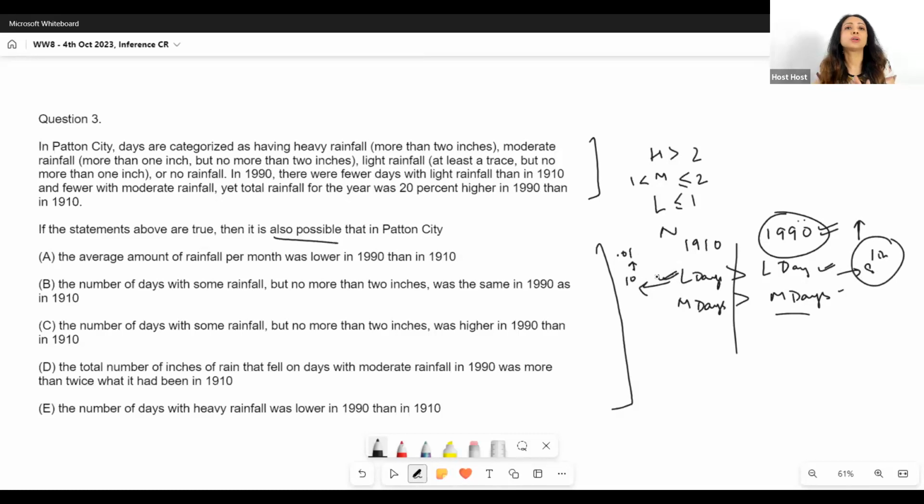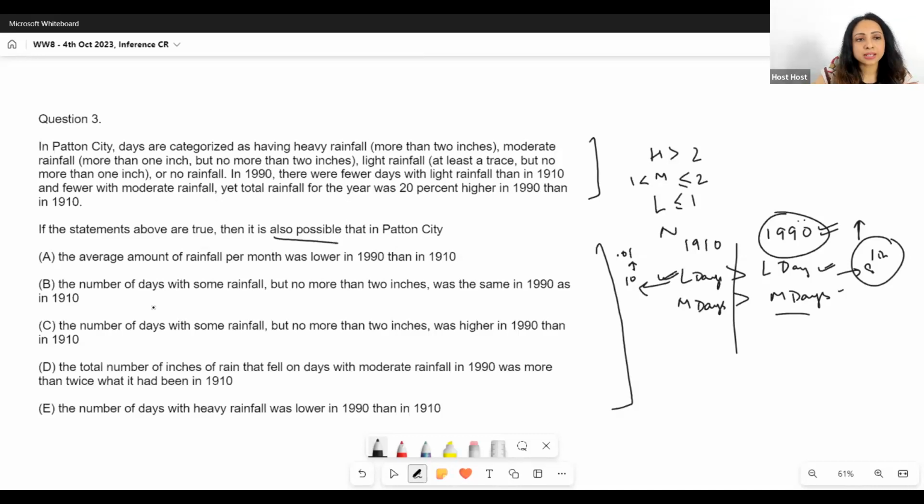So basically, your amount of rainfall received depends on two things, not just one. Not only on the number of days on which you got that particular rainfall, but how much rainfall you got on that particular day. Since light and heavy and medium, they're all ranges, the number of days alone cannot define whether you got more rainfall or less rainfall.